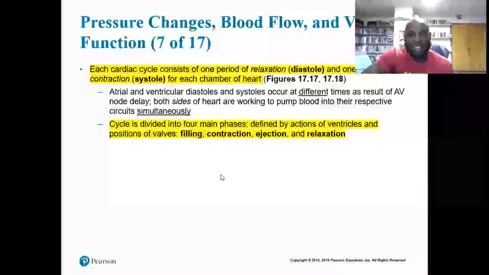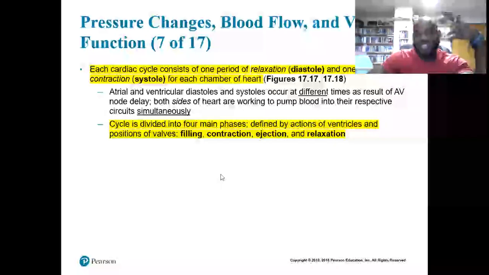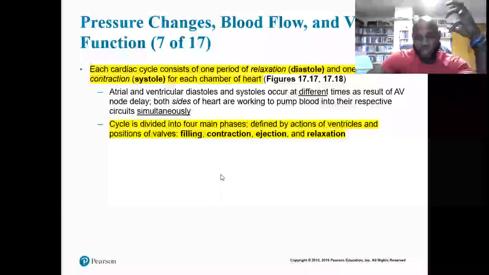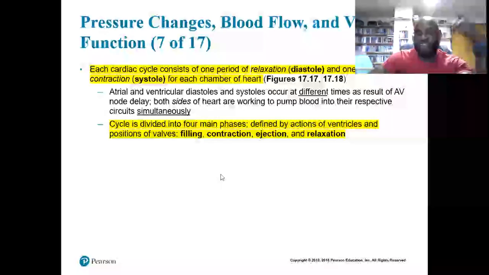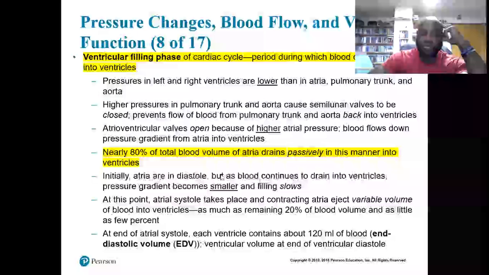So filling, contraction, ejection, relaxation. These are important. Filling, you've got to fill with blood. Contract, the muscles begin to contract. Ejection, the blood is moved out of that chamber. And then relaxation, that muscle has to relax. Then it starts over. You fill with blood again.